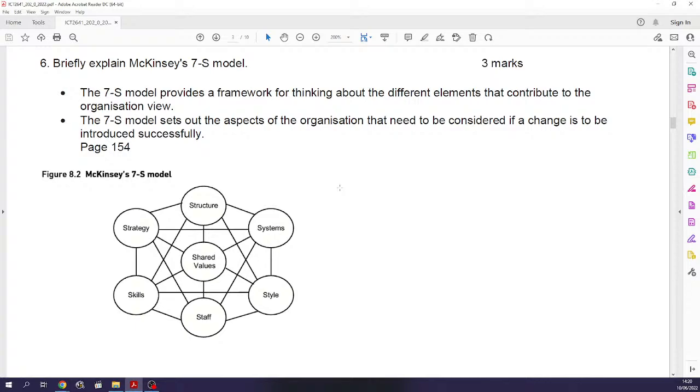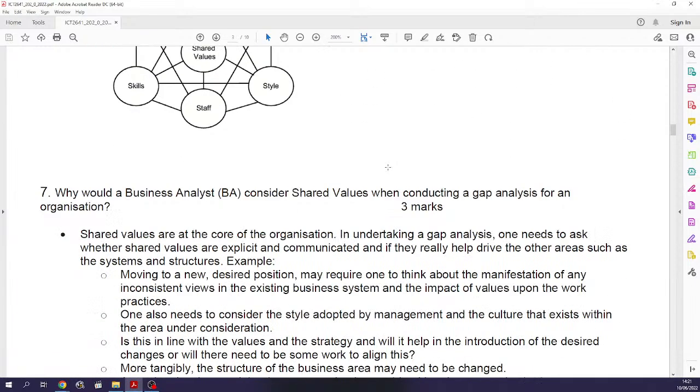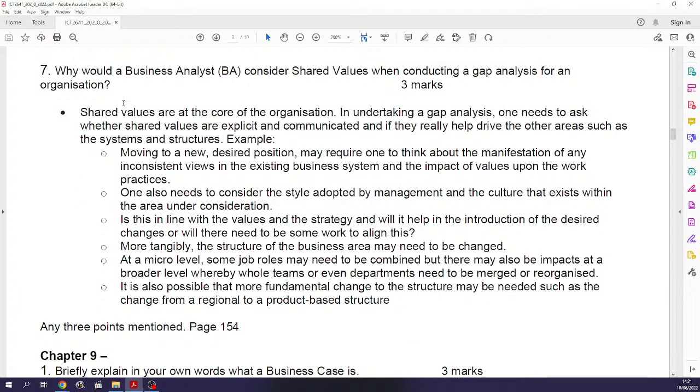But what I'm trying to say basically is, "actually study" written in the big block means you need to put in the work. Without any prior knowledge, you're not gonna open this assignment and they're gonna ask, why would a BA consider share values when conducting a gap analysis for an organization for 3 marks? You're not just gonna wing this. If you think you are, you're gonna fail. Don't be that guy. You should know better. Just study, please. Just do it.